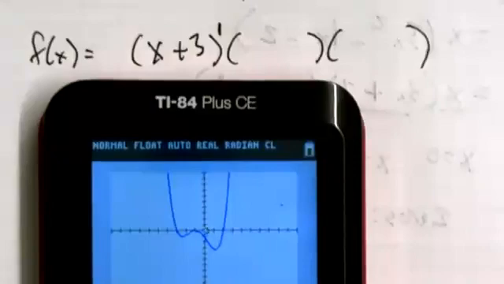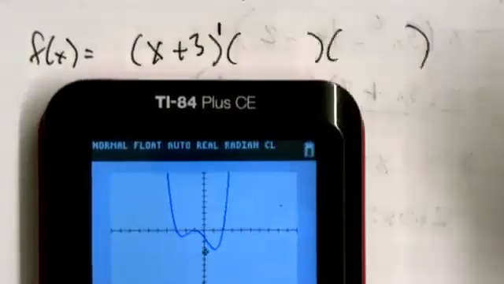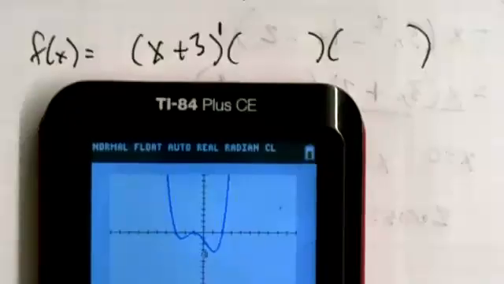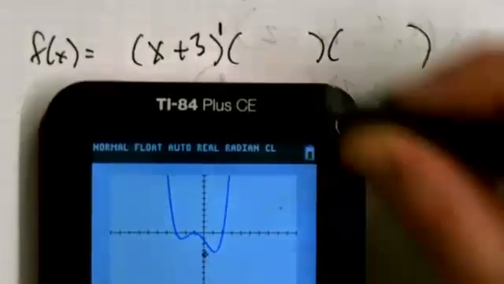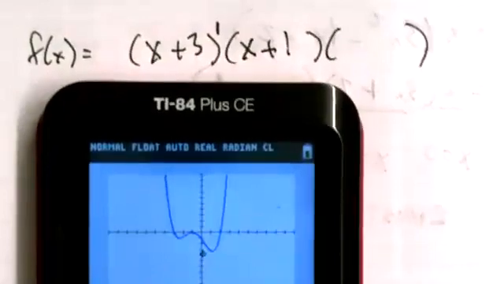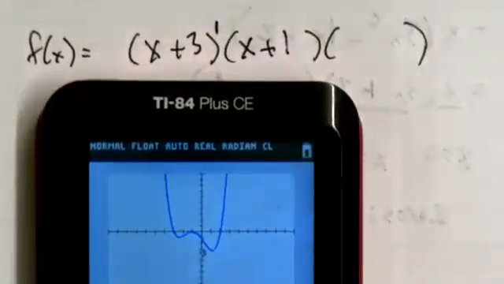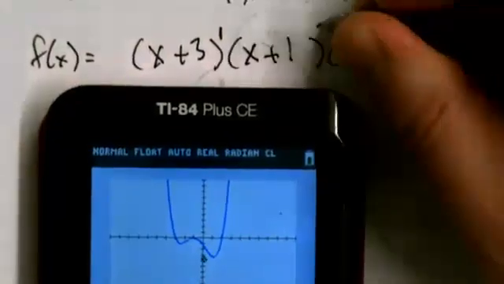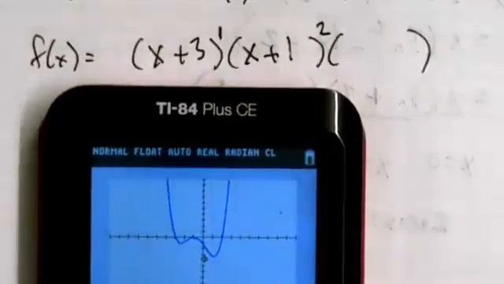Okay, let's move on to our second intercept. I've got another intercept here at -1. So tell me about that factor. X plus 1. And that appears to be bouncing off of the x-axis. So what's that mean about the power on x plus 1? It's probably squared. Definitely even, probably squared.